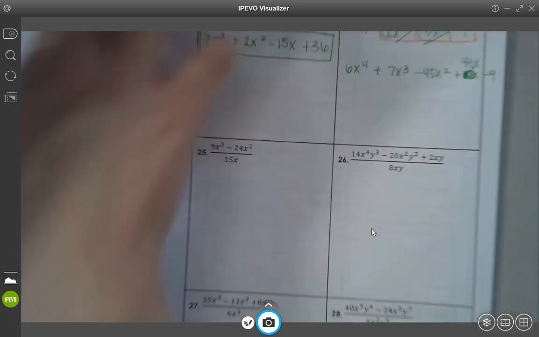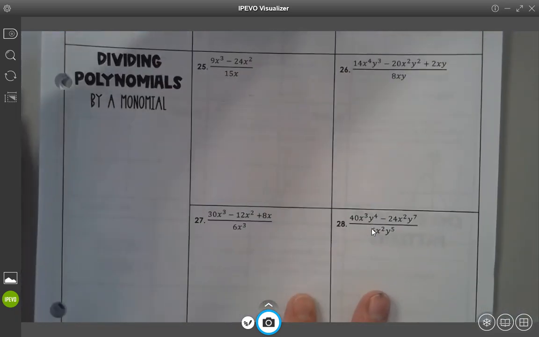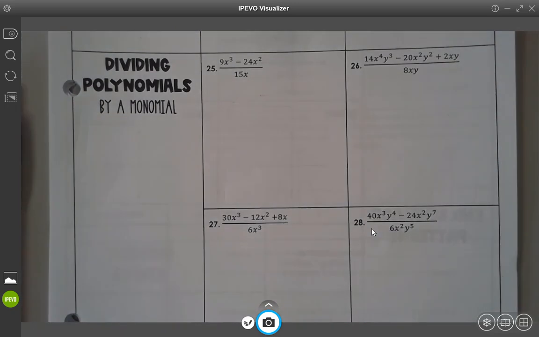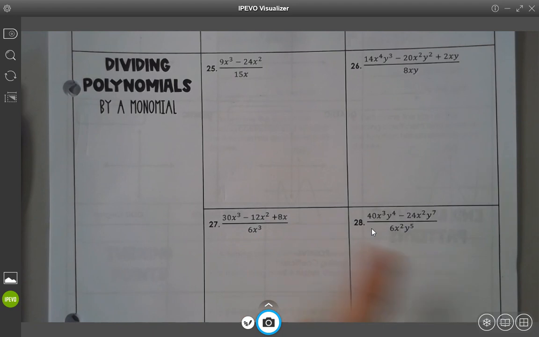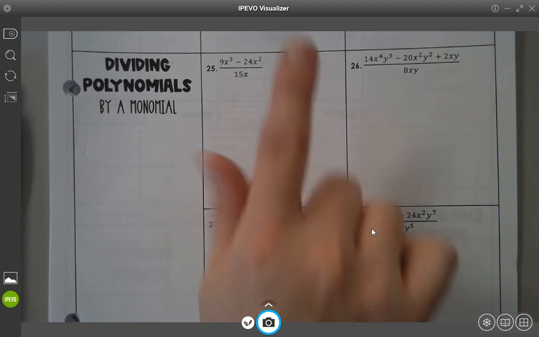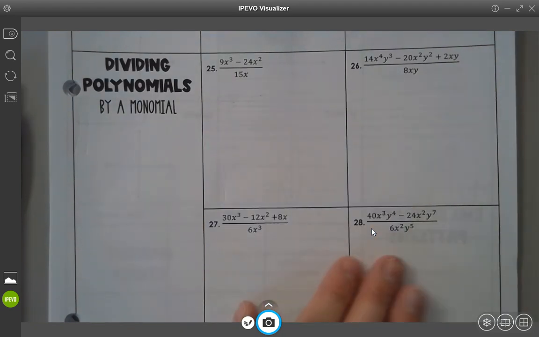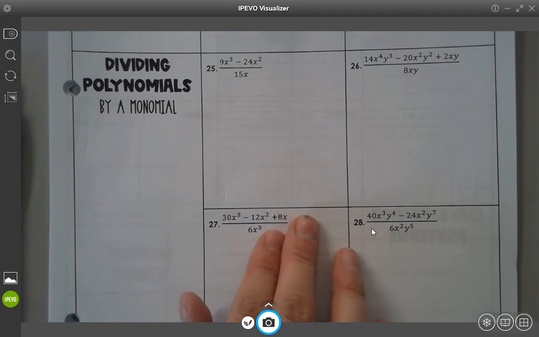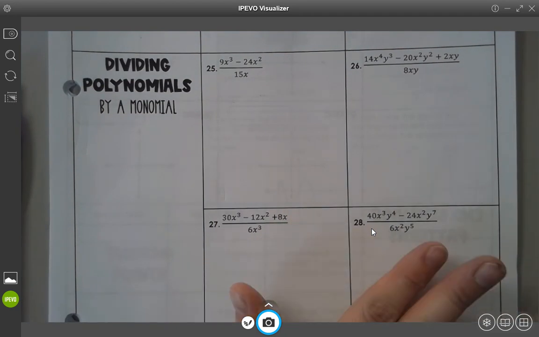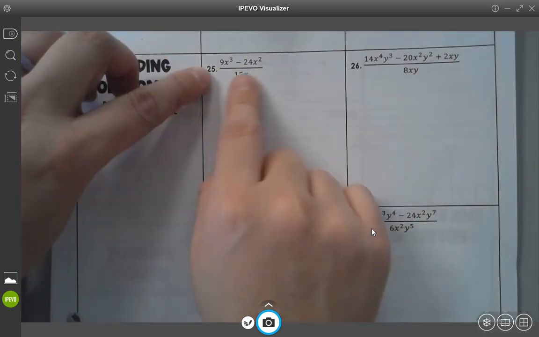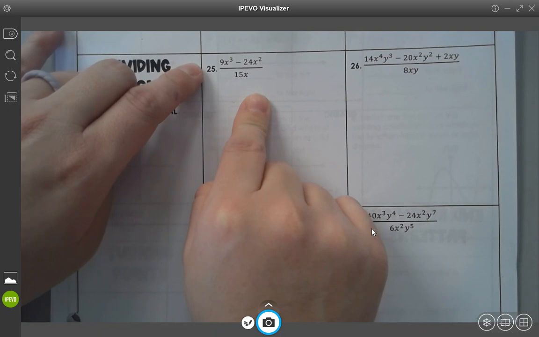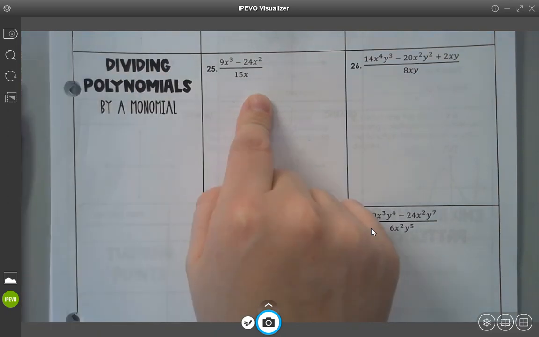All right, so we got 4 more examples to finish up the 6.1 notes. And these are dividing. And the only dividing that we're going to look at right now is when the bottom is a monomial. So just one term. So on the bottom, if you look at the denominator, there's nothing being added or subtracted anywhere, just on the bottom. So what we do is we are going to take each fraction and split it up into smaller fractions.